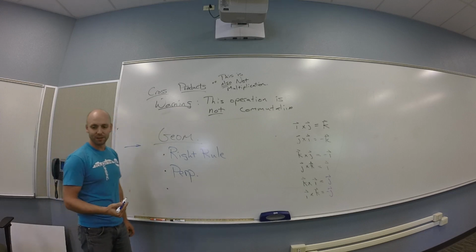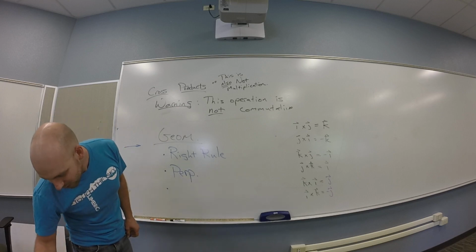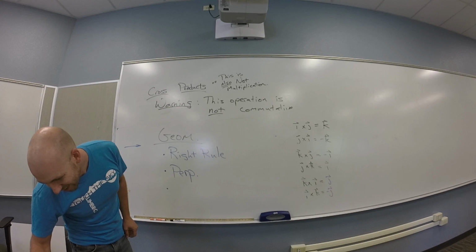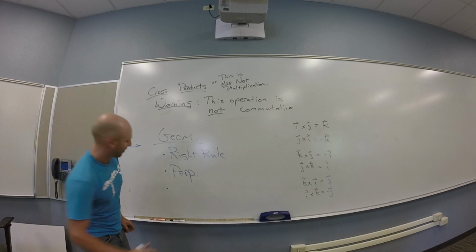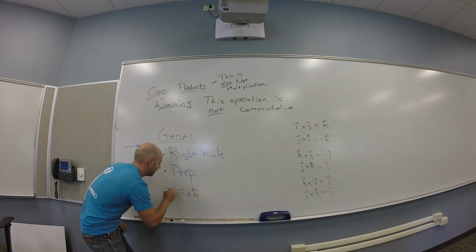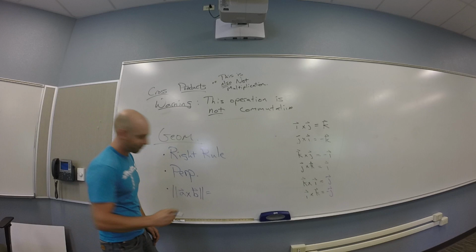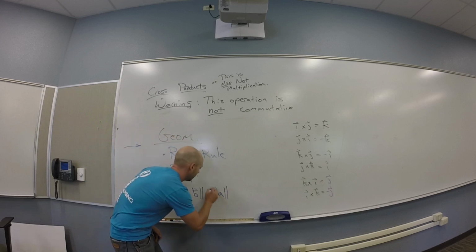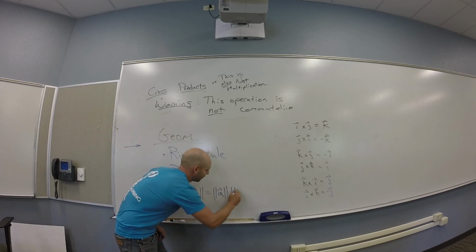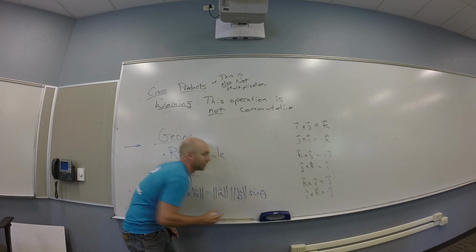Okay, and then there's this other thing about the magnitude. So I need to actually be sure to write this down right. The magnitude of A crossed with B is the magnitude of A times the magnitude of B times the sine of the angle between them.